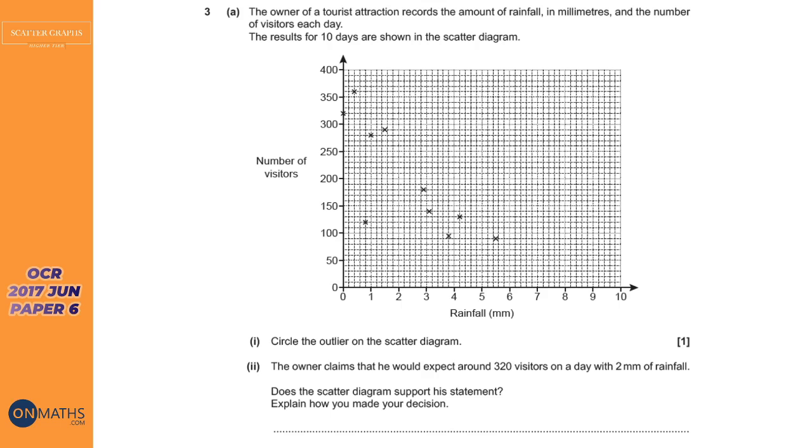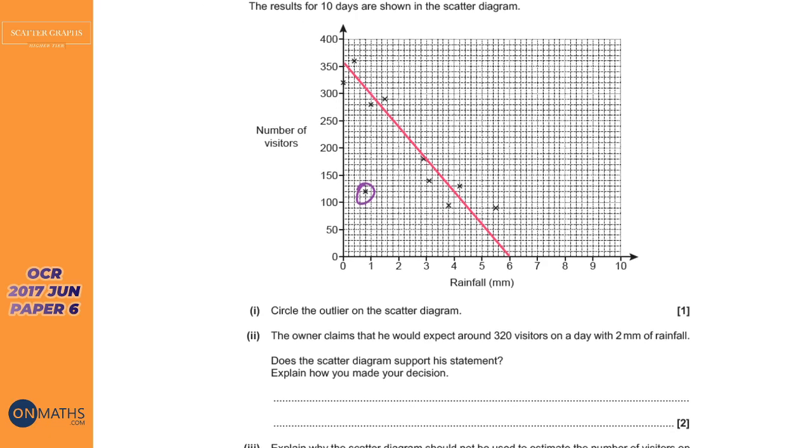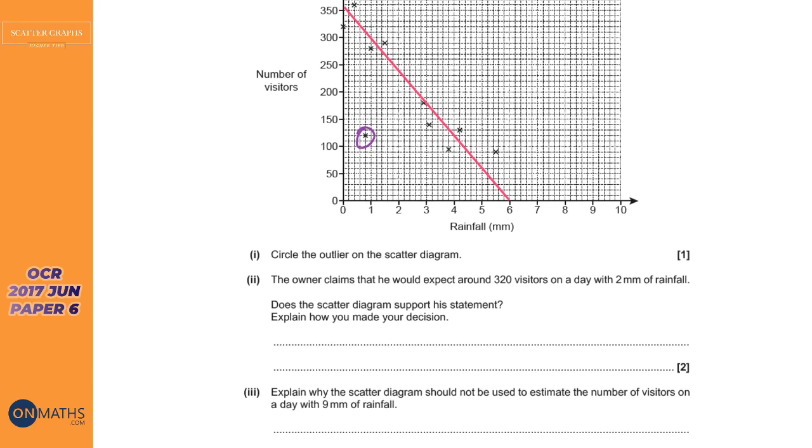The first question says to circle the outlier in the scatter diagram. Now, as I have done so far with all of these, I always do a line of best fit through the data, something like that. And you can clearly see where the outlier is. The outlier is this one here, so I circle that because it's nowhere near the line of best fit. And this time we've got a negative correlation, which is interesting.